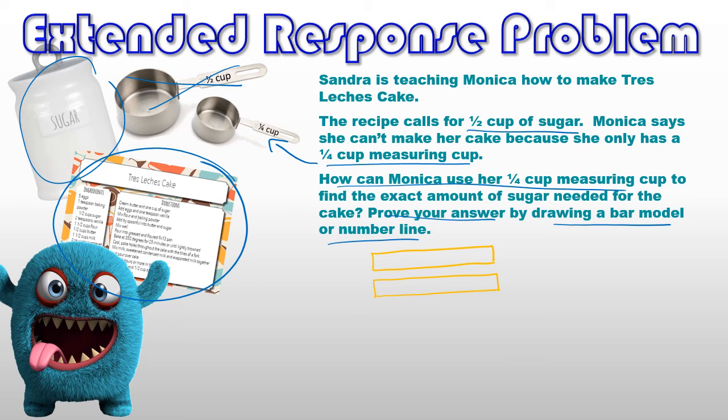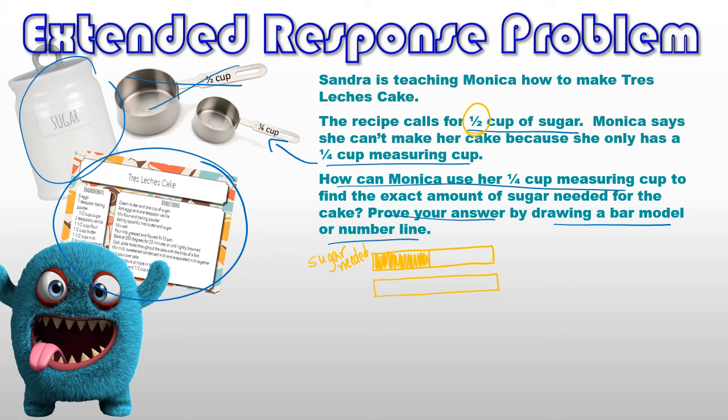Now, my first bar, I'm going to divide into 2 equal parts because that's the amount of sugar that I want or that I need for the cake. I need 1/2 cup. So sugar needed. I need that much sugar. I need 1/2 of a cup of sugar.